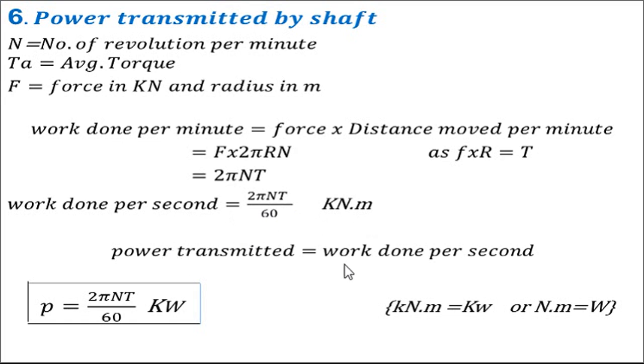So the power transmitted by the shaft is nothing but the work done per second, and that value is in kilonewton into meter, or it is represented in kilowatts. Kilonewton into meter means kilowatts. So ultimately the power transmitted by the shaft P is equal to 2 pi nT divided by 60 kilowatt. Here the relation is written. Kilonewton into meter means kilowatt, or Newton into meter means watt; W is watt, kW is kilowatt.